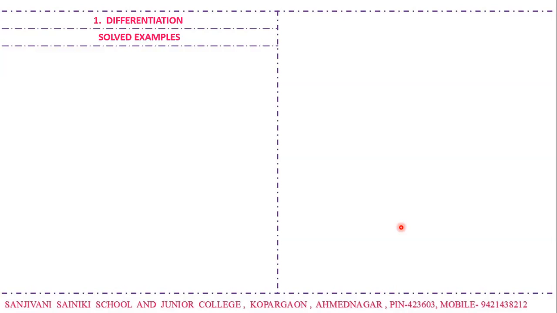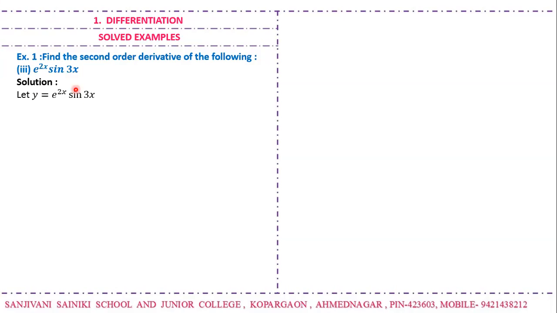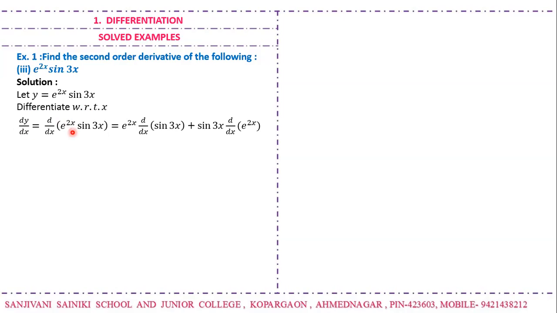The next example is e raised to 2x sine 3x. Let y is equal to e raised to 2x sine 3x. We have to find the second order derivative. So differentiate with respect to x, dy by dx of e raised to 2x sine 3x. Here there is a product of two functions, so keep the first function as it is into derivative of the second function, plus keep the second function as it is into derivative of the first function. So we get the derivative as e raised to 2x in bracket 3 cos 3x plus 2 sine 3x.